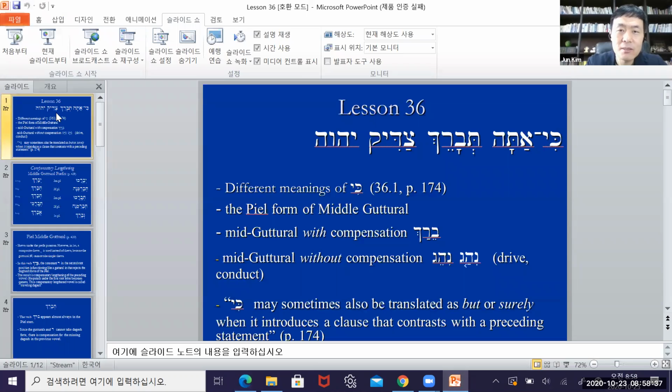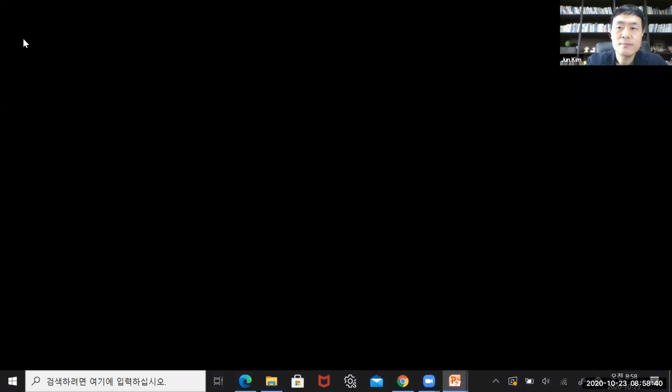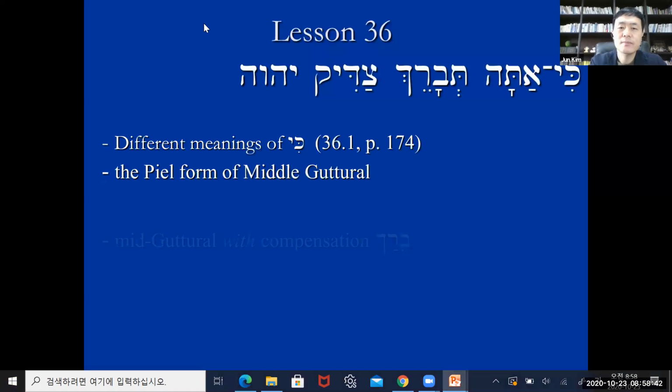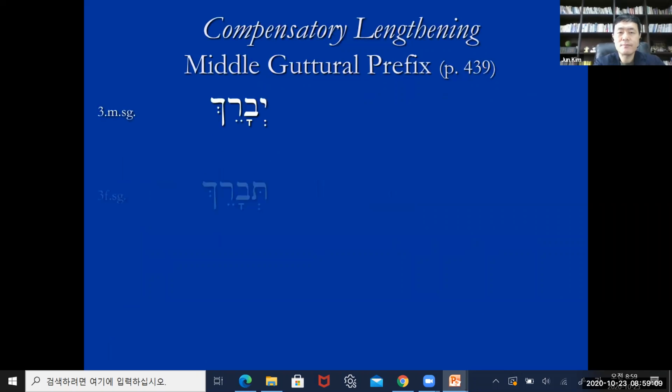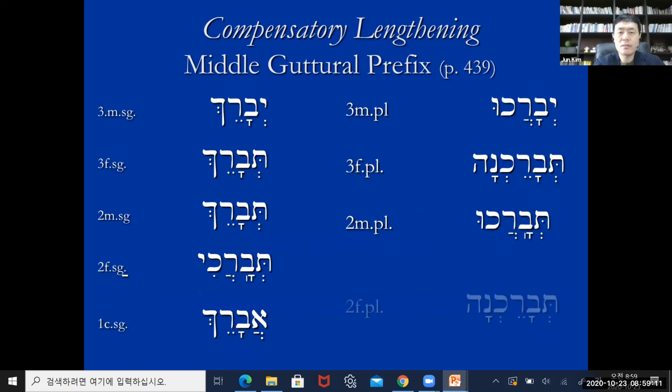Lesson 36. So today we are going to talk about different meanings of ki, the PL form of middle guttural with compensation, and middle guttural without compensation. And ki may sometimes also be translated as but or surely when it introduces a clause that contrasts with a preceding statement.